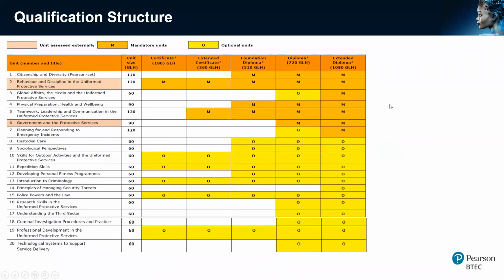I'm not going to spend a great deal of time going through the structure, but the two units, as you can see, Unit 2, that external assessment is the one that is mandatory across all of the sizes of Uniform Protective Service qualifications. So from certificate all the way through to extended diploma, all students are required to do the Unit 2 exam. Unit 6 is only available at the two largest sizes, so that's for the diploma and the extended diploma.